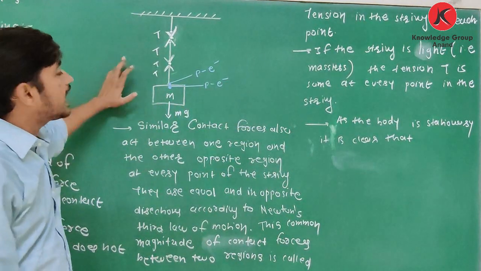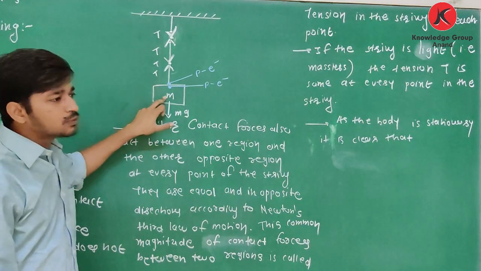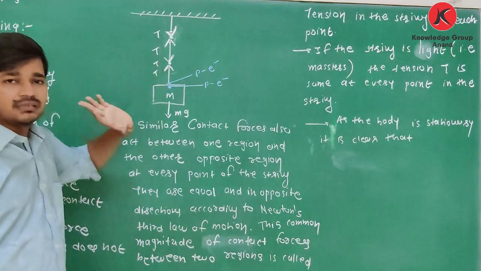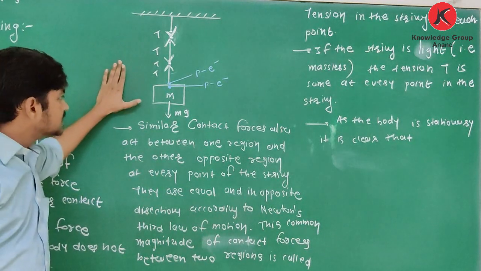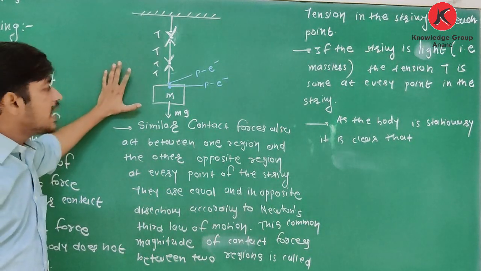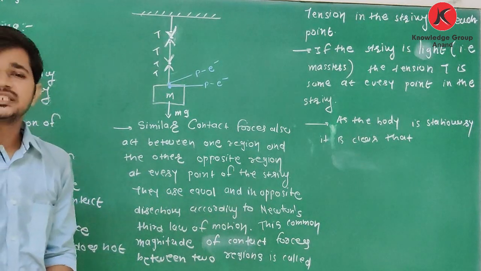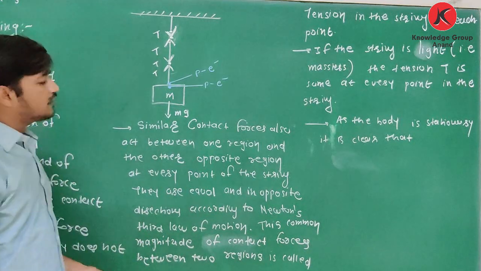Yes, we have considered a light string, meaning due to this mass M, this string becomes tight. Yes or no? There is no mass of this string. So in such a condition, when you are given a light string, at each and every point the value of tension is the same. And then how to find the value of tension?